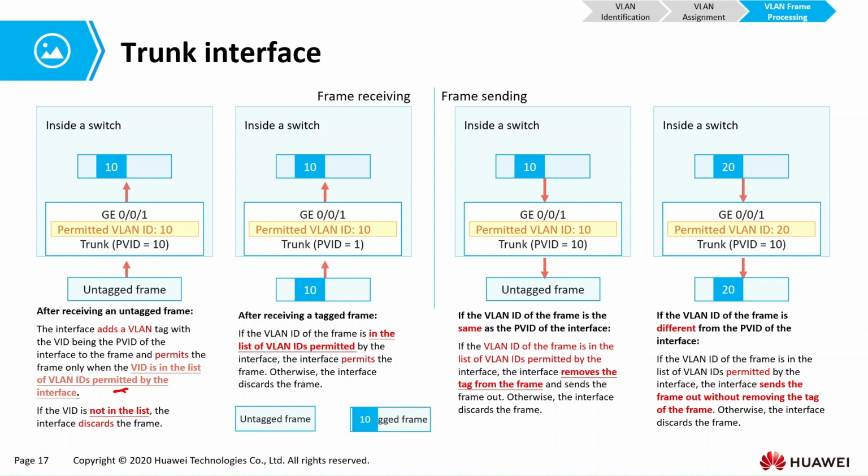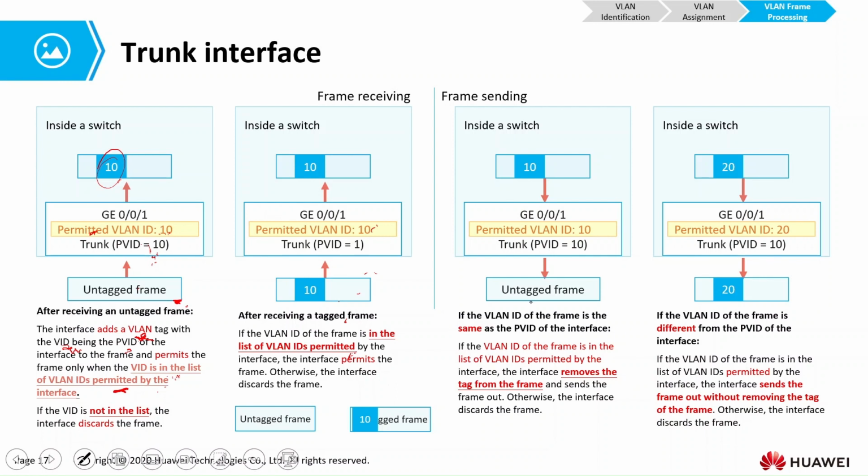Then, for sending frames, it is the same thing. If the VLAN ID is permitted and it is the same as your PVID, you are going to remove the tag from the frame. If it is not, even though your PVID is 10, but 20 is on your permitted list, you will forward it. You only remove the tag whenever it is the same as your PVID. If it is not the same as your PVID, you just forward it because you allow it to pass, so you forward it directly.